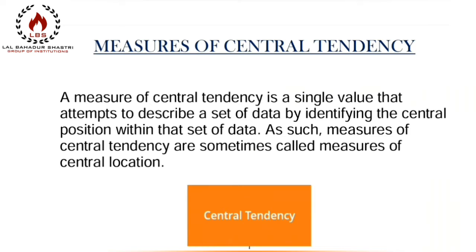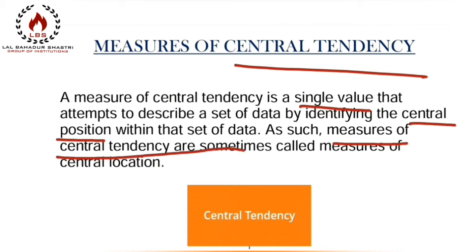Now going by the definition, a measure of central tendency is a single value that attempts to describe a set of data by identifying the central position within that set of data. As such, measures of central tendency are sometimes called measures of central location.